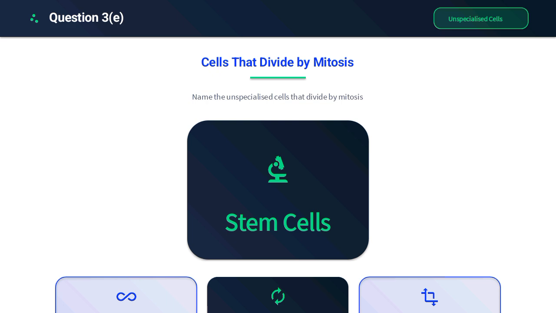Stem cells are unique because they haven't yet differentiated into specialized cell types. They can divide many times by mitosis through a process called self-renewal. And they have the potential to develop into various specialized cells like muscle cells, nerve cells, or blood cells. This is why stem cells are so important in medicine and development.